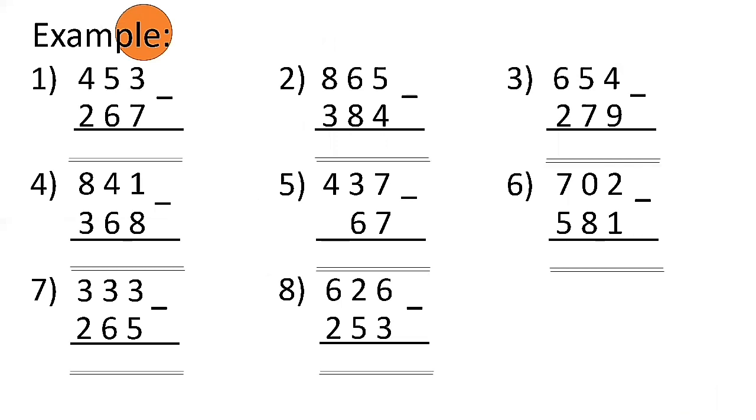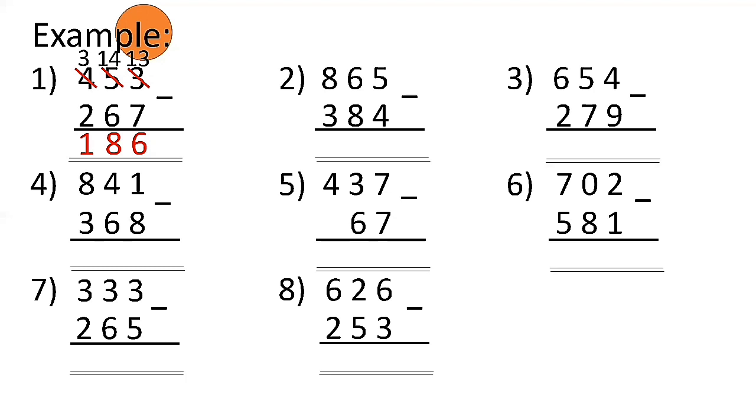Example number 1, 453 minus 267. We cannot subtract 3 by 7, so we need to borrow in the tens place. Cancel 5 becomes 4, 3 becomes 13, 13 minus 7, that is 6. 4 minus 6 cannot be, so we need to borrow in the hundreds place. Cancel 4 becomes 3, 4 becomes 14, 14 minus 6, that is 8, and 3 minus 2, that is 1. So our answer is 186.